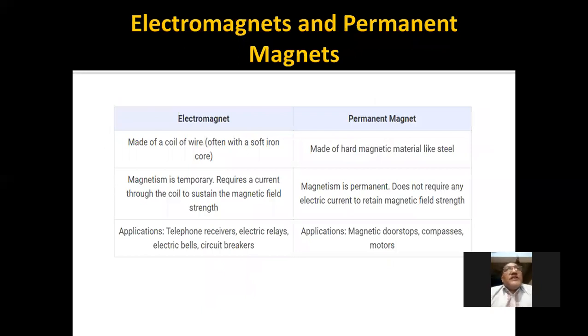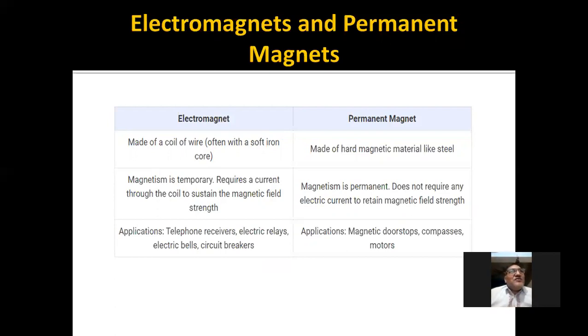Okay. So here we have a table of electromagnets and permanent magnets. Electromagnets are magnets that behave like a magnet when you provide them with DC current, but when you cut off the DC current, they lose their magnetism. But permanent magnets are all the time evergreen magnets. They remain magnets for a very long time.